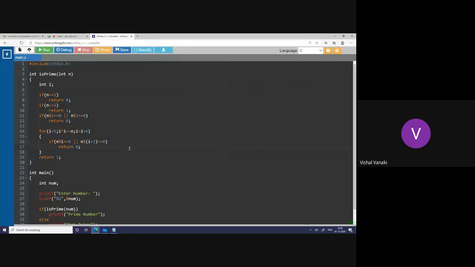So are we done here? Is this clear how it is working?